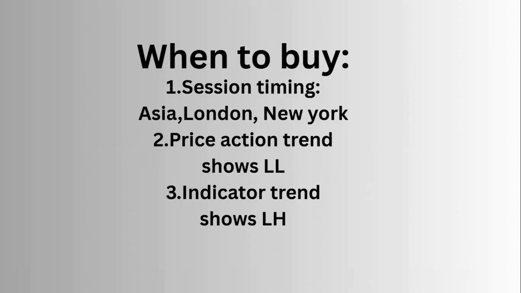Number two, when you are buying, we look at price action. We look at the trend showing lower lows. This is just market structure where the price is breaking the previous price level to go down. And on the RSI indicator, we look for a trend that shows a lower high. So meaning that as the indicator is going down, it shows that it's also trying to go up. We'll see more indication of that in a live market and examples as well.